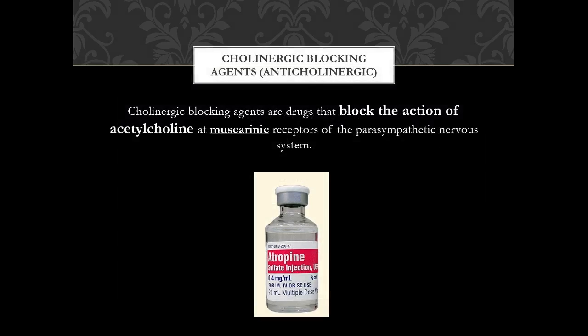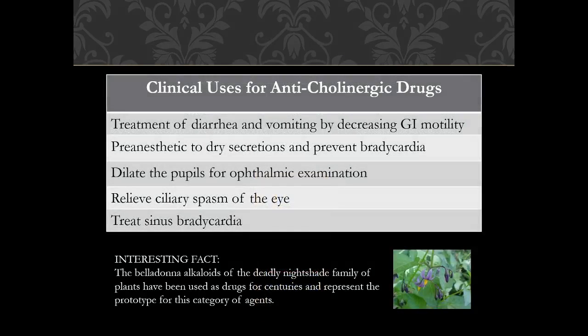Cholinergic blocking agents, or anticholinergic drugs, it's a very small group, block the action of acetylcholine at the muscarinic receptors of the parasympathetic nervous system. So this is atropine, glycopyrrolate. When you think anticholinergic, you're thinking atropine, things that block the parasympathetic nervous system. They act more like a sympathetic neurotransmitter.